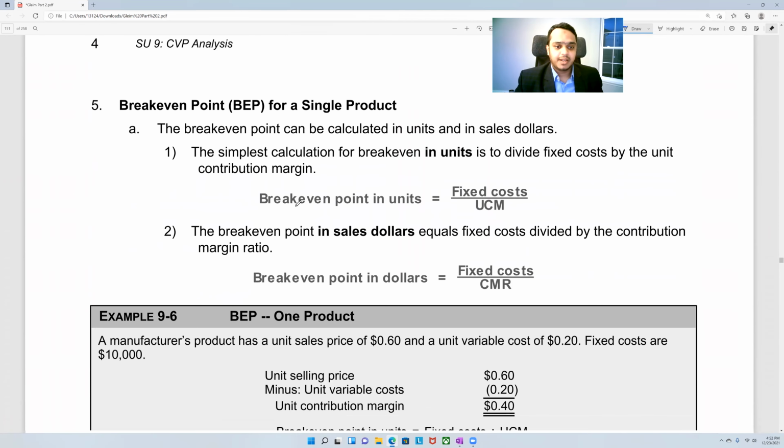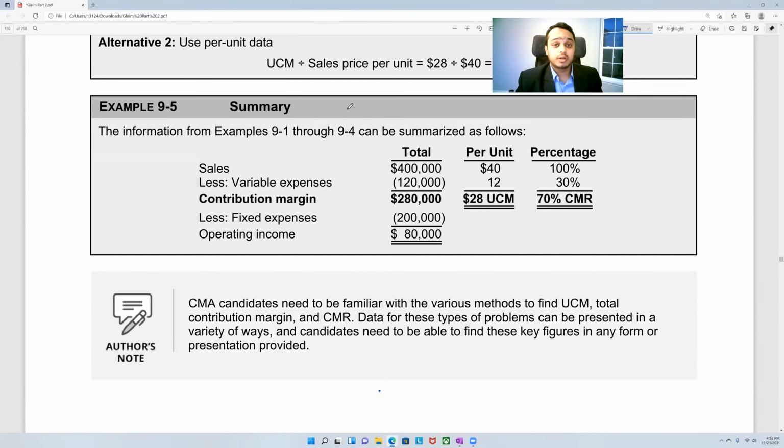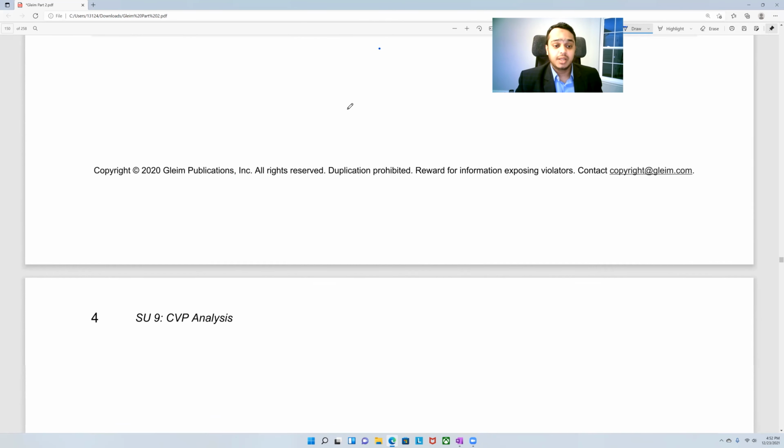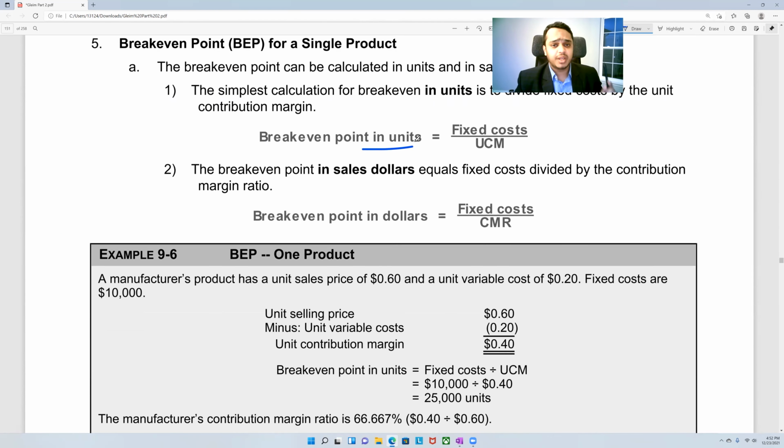Let's move forward now. Break-even point for a single product. Here, what we calculated is the unit contribution margin. Now, with that, we move towards how much my break-even point is. For the break-even point in units, we take our fixed cost and divide it by the unit contribution margin. The rationale is that the unit contribution margin has already covered the variable cost, and then you have to cover your fixed cost. So fixed cost divided by unit contribution margin gives you your break-even point in units.